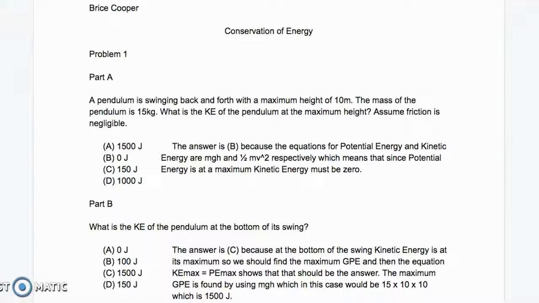The answer is C because at the bottom of the swing, kinetic energy is at its maximum, so we should find the maximum gravitational potential energy, and then the equation kinetic energy max equals potential energy max shows that should be the answer. The maximum gravitational potential energy is found by using mgh, which in this case would be 15 times 10 times 10, which is 1500 joules.